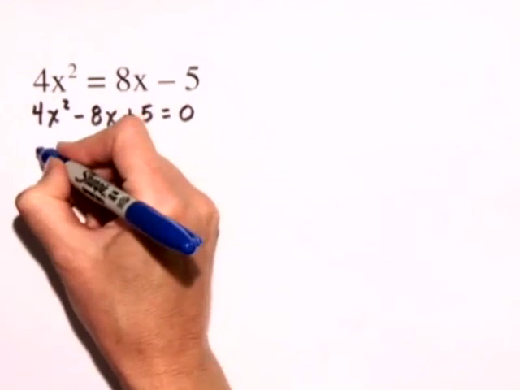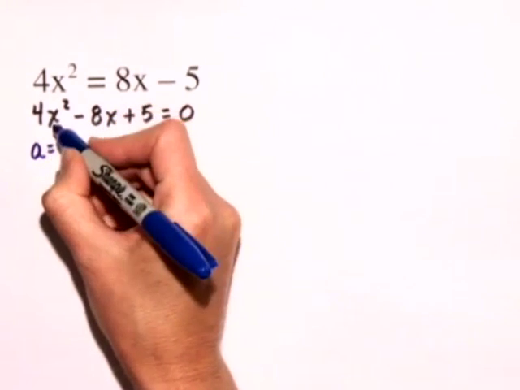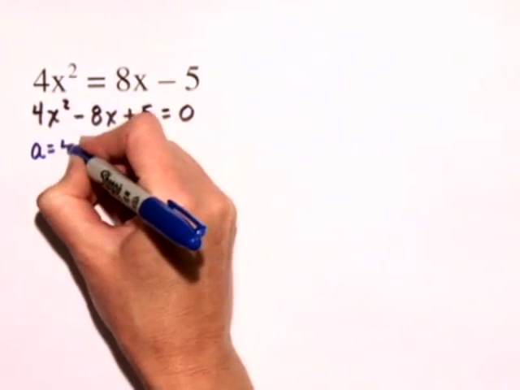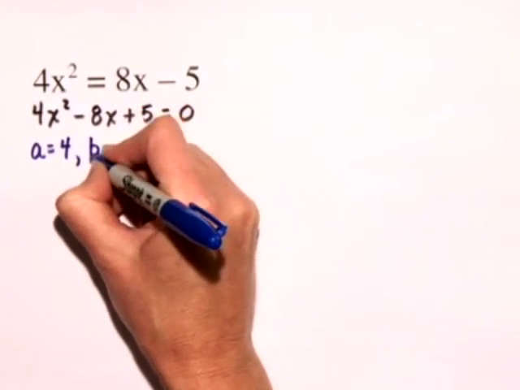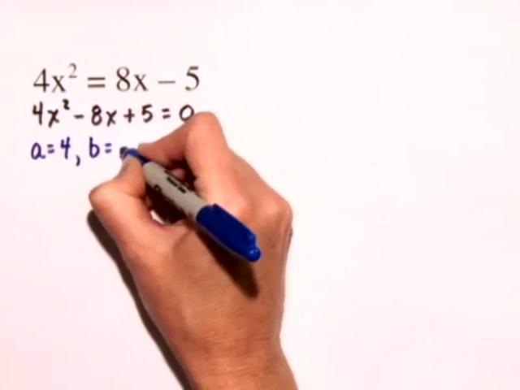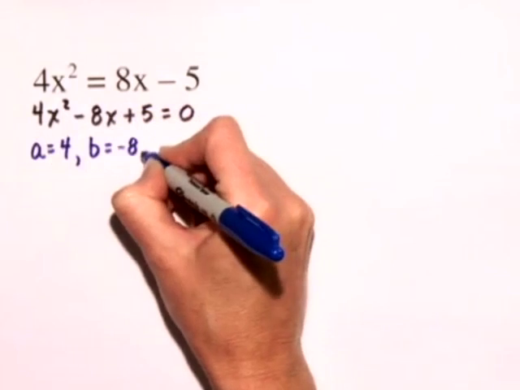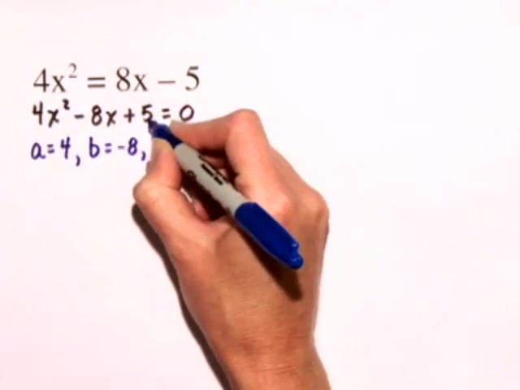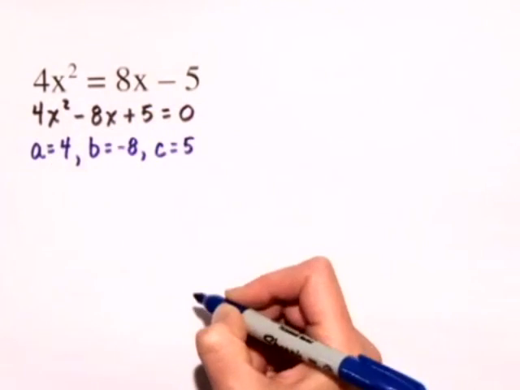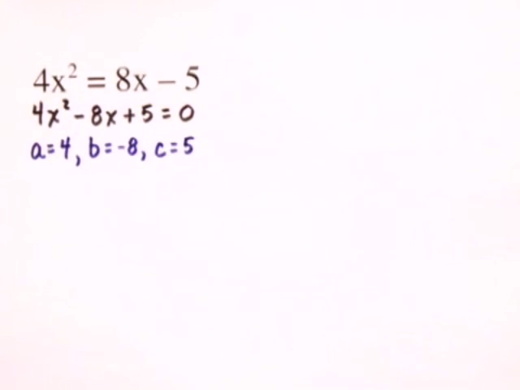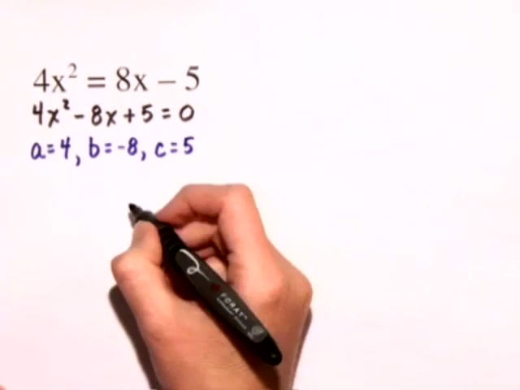So in standard form, a is equal to the constant in front of the x squared term, so a is 4. B is the constant in front of the linear term, so b is negative 8. And c is our constant term, which is 5. Let's substitute those values into the quadratic formula.